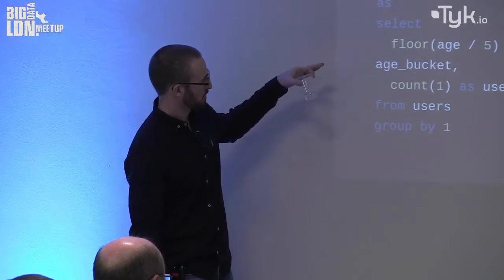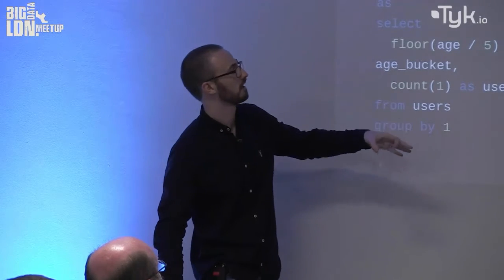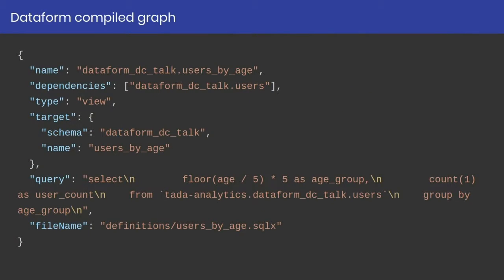So this is what we had before, and this is what we have now. And when we compile it, this is what we get. So this is just one portion of the compiled graph. As I mentioned, it's just a big blob of JSON. Technically, it's a protocol buffer, but that doesn't really matter. We have a lot of metadata in here about what we're trying to do.